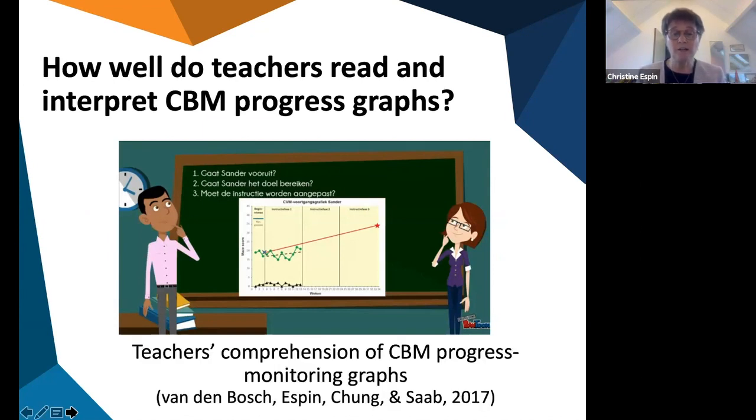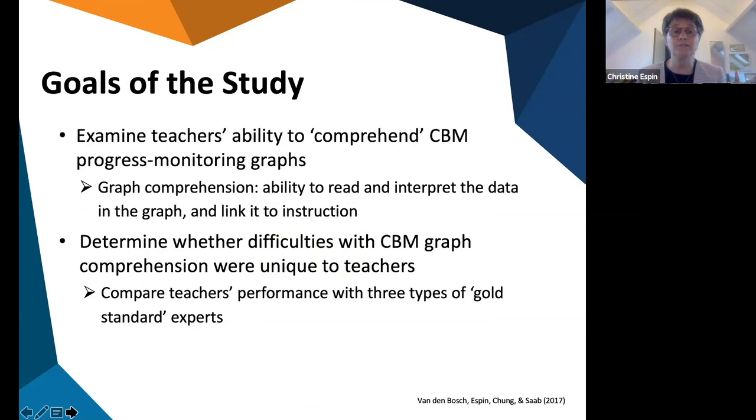And so we did this study on teachers' comprehension of CBM progress monitoring graphs, and the lead researcher was one of my doc students, Roxette van den Bosch. The goal of our study was to examine teachers' ability to comprehend CBM progress monitoring graphs. And by graph comprehension, we mean the ability to read and interpret data in a graph and to link that data to the instruction. And we wanted to know whether or not, if teachers had difficulties, whether these difficulties were unique to teachers. So we compared teachers' performance with 3 types of gold standard experts.